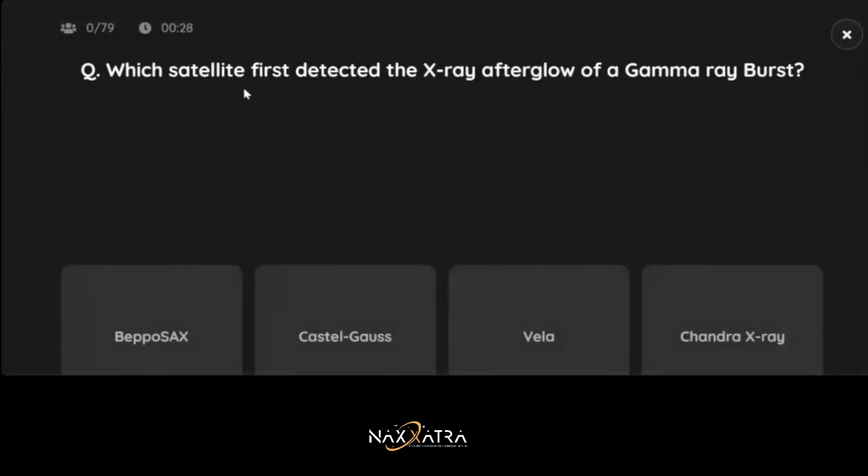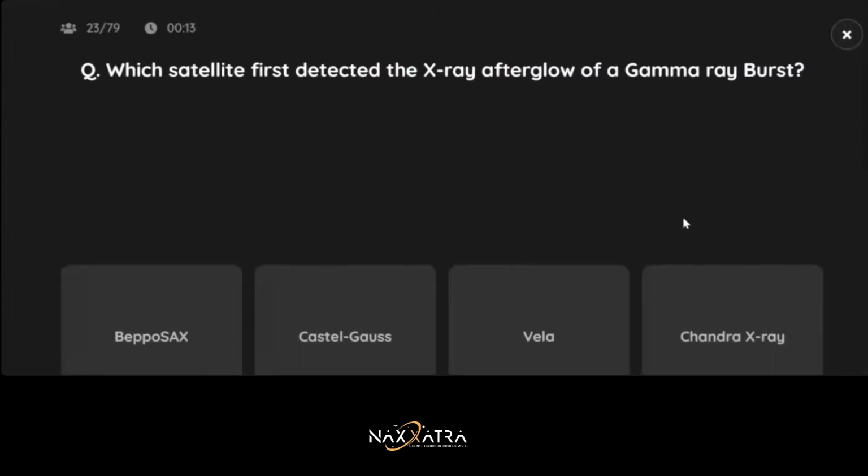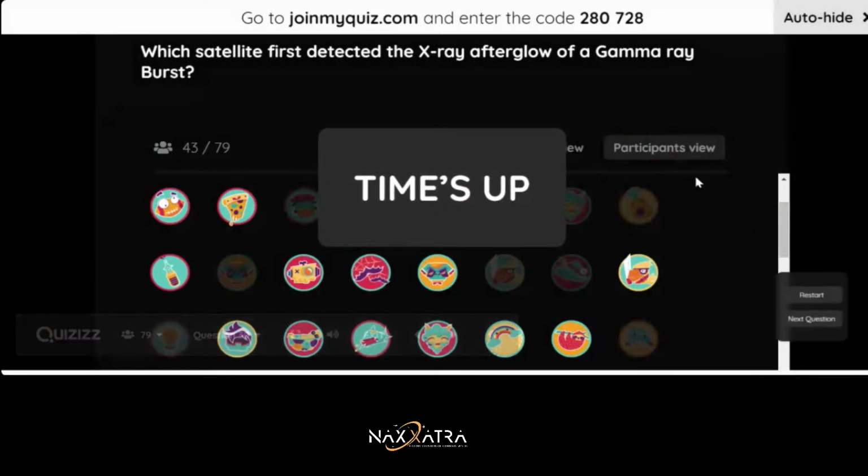So which satellite first detected the X-ray afterglow of a gamma ray burst? BeppoSAX, Compton Gamma Ray Observatory, Vela, or Chandra X-ray? I gave 10 seconds extra for this question. So the responses, and in 1 second. The time's up.